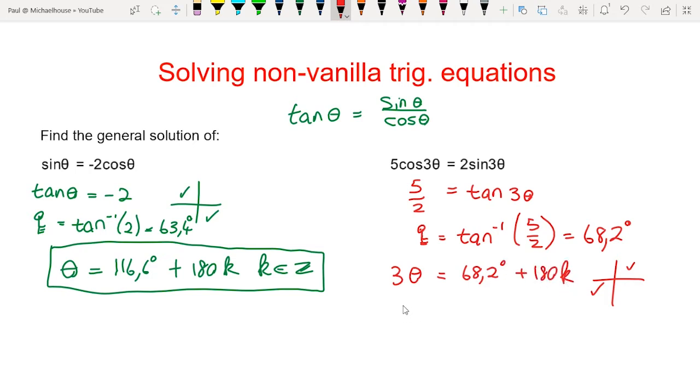However, what we're then going to do is divide through by 3. So we're going to get theta is 68,2 divided by 3. I'm not going to bother to work that out. Plus 60k. Don't forget k is an element of the integers. And there is our general solution for that one.